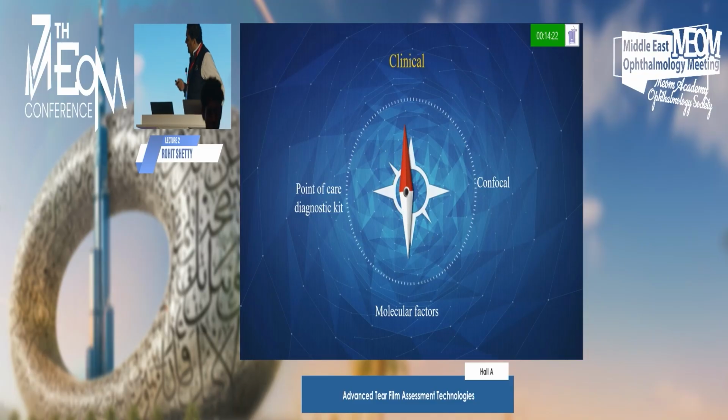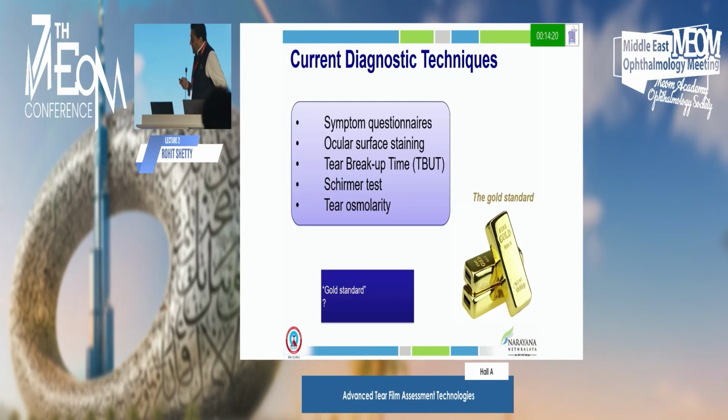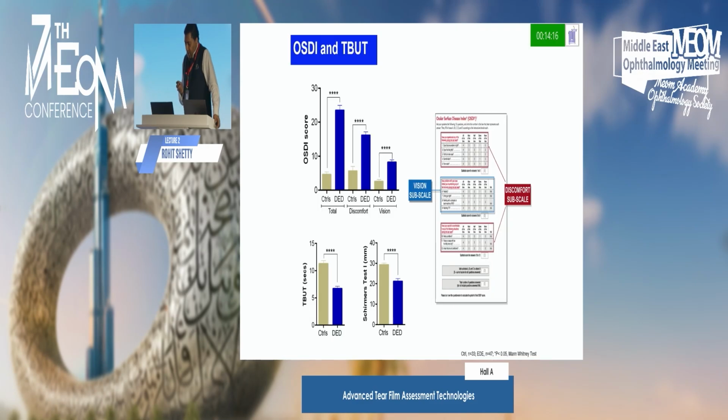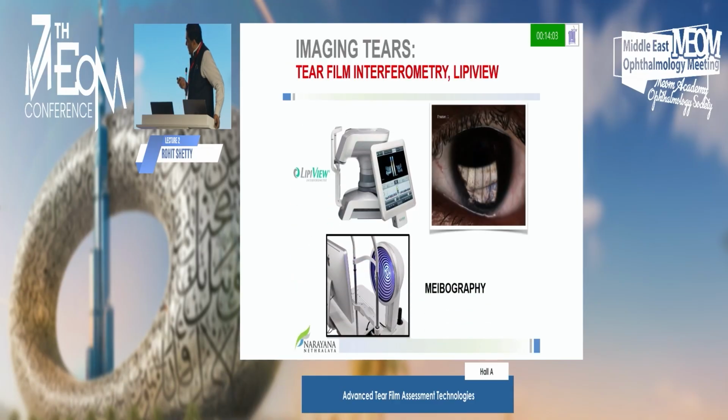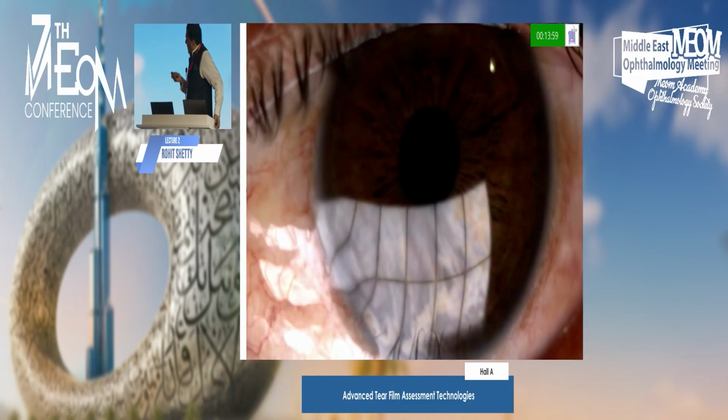Let's start with the clinical aspect of it: the questionnaire, TBUT, the Schirmer's and osmolality. And we know that many of the discomfort scores do match with the TBUT. So that means having a good scale, like an OSDI, is very important. We have interferometry and also the meibography from the keratographs.